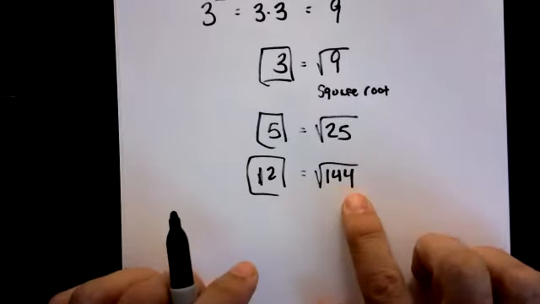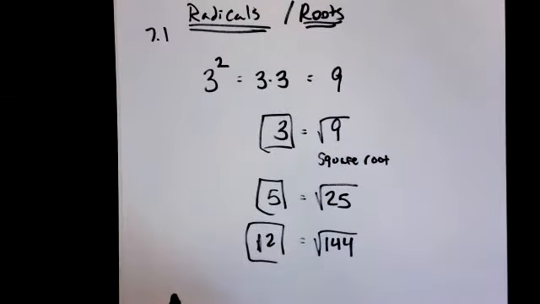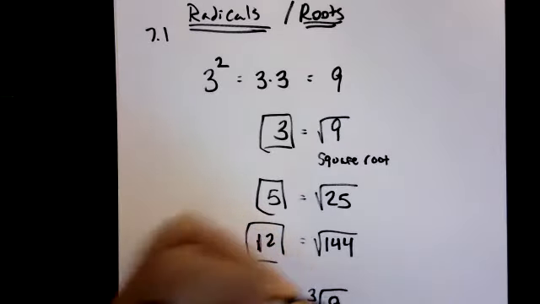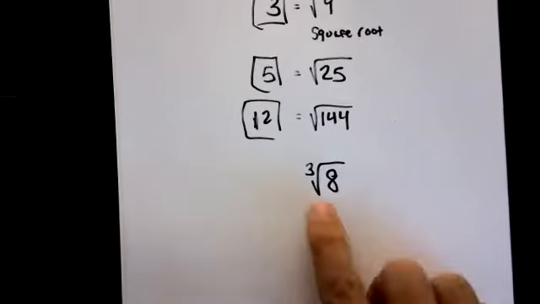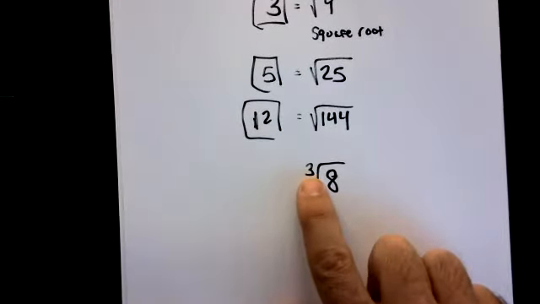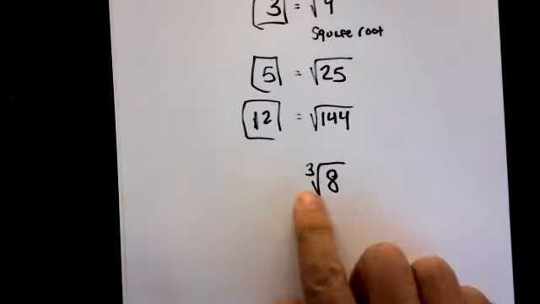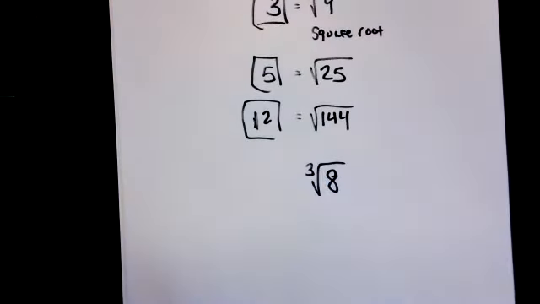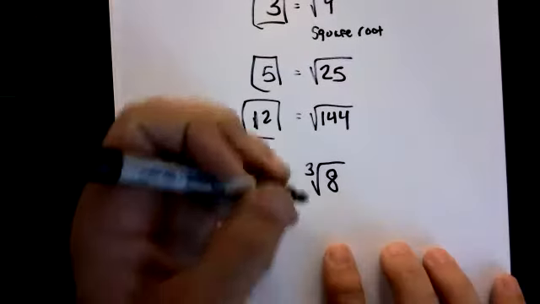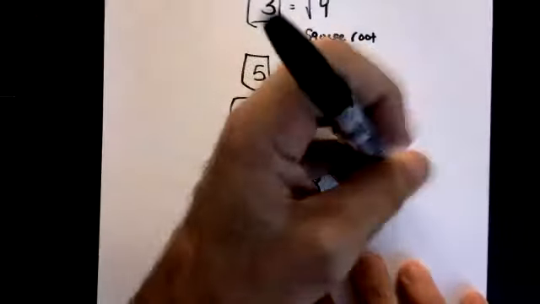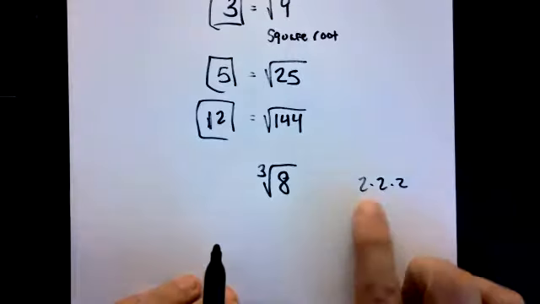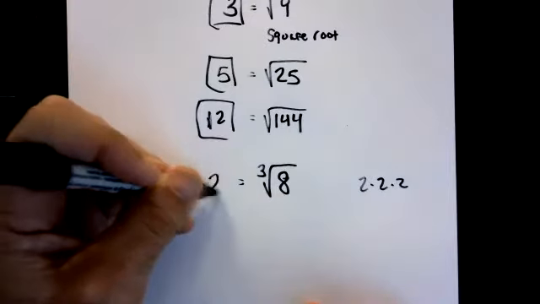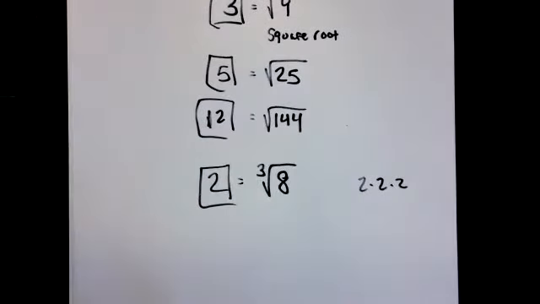Now, there are more than just square roots. For example, they could give you an index here and say something like the cubed root of 8. When they give you an index, it'll be a little number right up here. And again, what this implies is what number times itself 3 times is 8. So again, that's a cubed root. Well, 8 is 2 times 2 times 2. If you think about that, 2 times 2 is 4, 4 times 2 is 8. So the cubed root of 8 is 2.